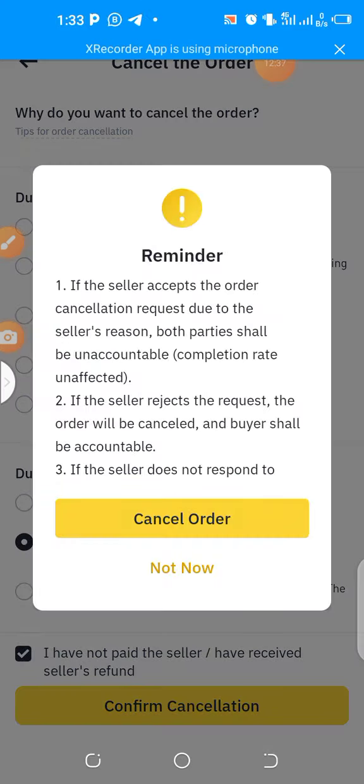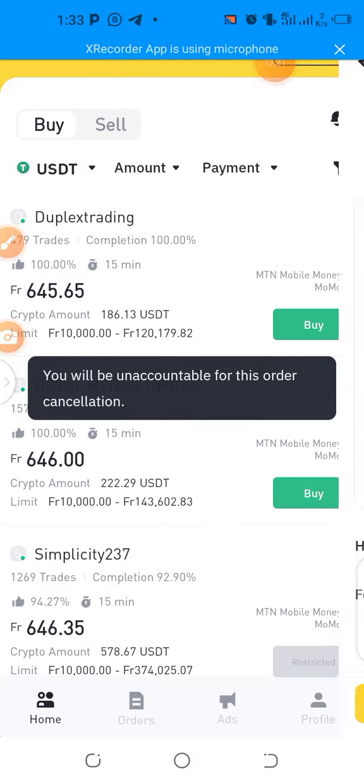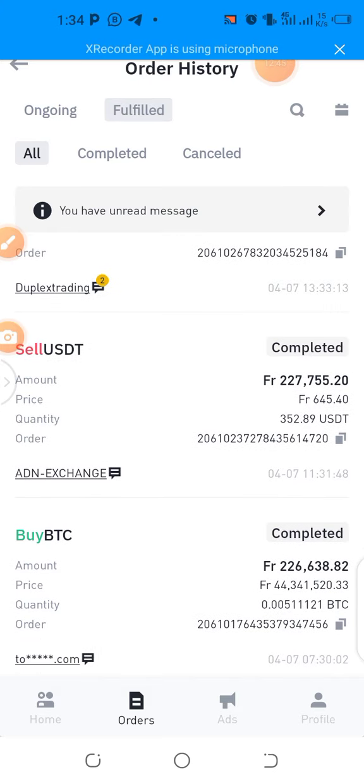Okay, it's done. So this is what some people do. Now, if they get that person's number, the person's number is clear. So those scammers, they create an advert like that. They put the right number.